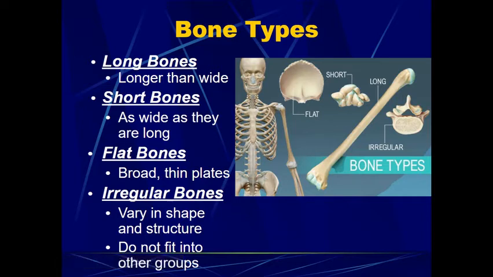Bones themselves are one of four different bone types. Long bones are longer than they are wide, and a majority of the bones of our body are long bones. Short bones are as wide as they are long. Flat bones are broad, thin plates, and irregular bones is a category for bones that don't fit into the other classifications. They vary in their shape and their structure, which is why they're irregular.